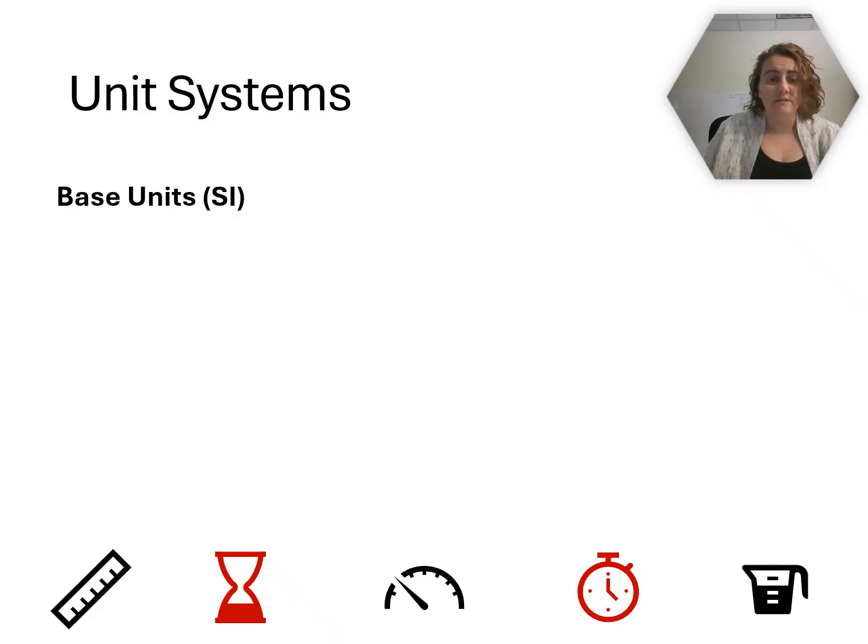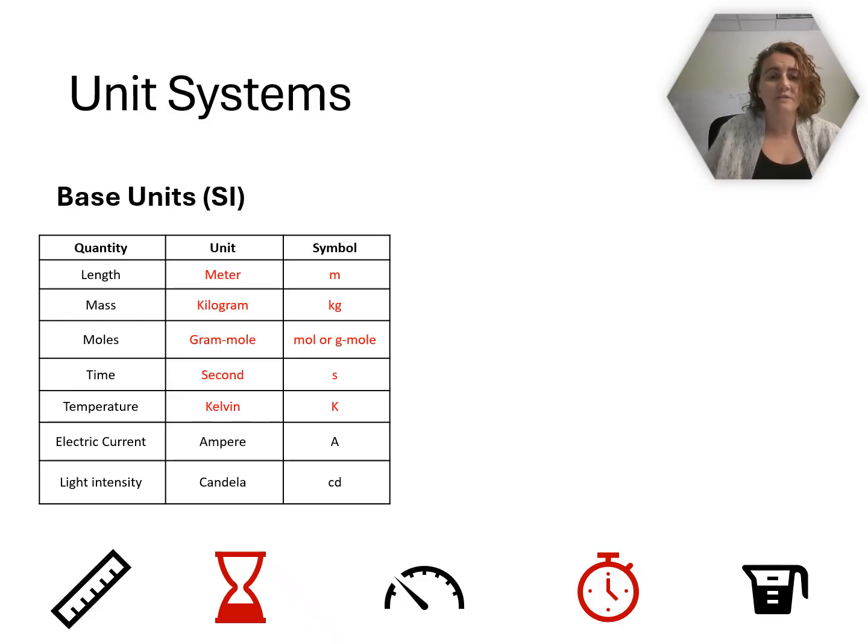When we talk about units and unit systems, we are primarily going to work with the SI unit system, which is the same as the metric system in this particular class. We have different quantities: length, mass, moles, time, temperature, electrical current, and light intensity. So I guess 7 if we count that correctly. And you're going to see the base units here: meters, kilograms, gram moles, seconds, kelvins, amperes, and candelas. And you'll see the symbols for those. For the purposes of this class, anything that is highlighted in red is something that you may see. We will not talk about electrical current or light intensity in this particular class.